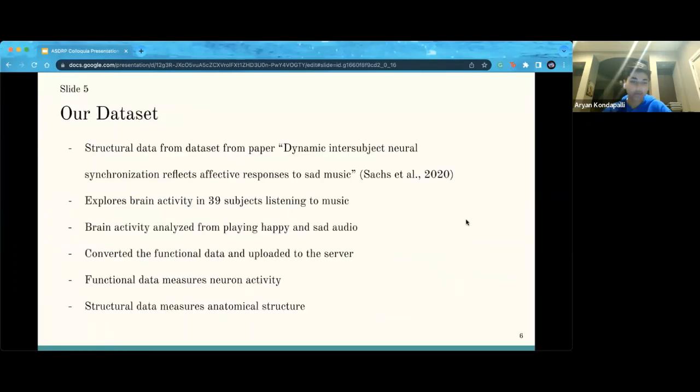Next one. Our dataset is a structural dataset from the paper called Dynamic Intersubject Neural Synchronization Reflects Affective Responses to Sad Music. And this data explores the brain activity in 39 subjects listening to music. The brain activity was analyzed from playing happy and sad clips of music with or without audio. We took the data and converted the functional data and uploaded to the ASDRP server. The functional data measures the neuron activity, while the structural data measures the anatomical structure.